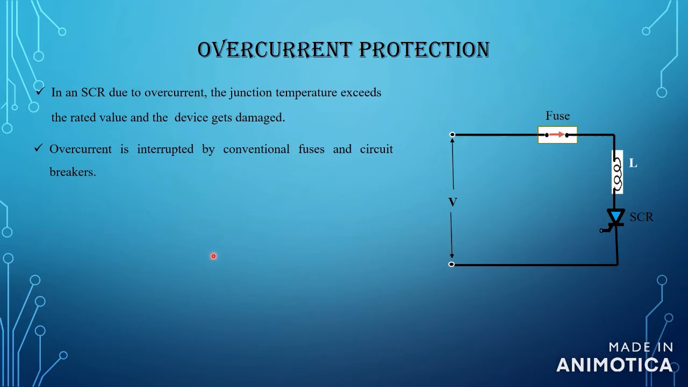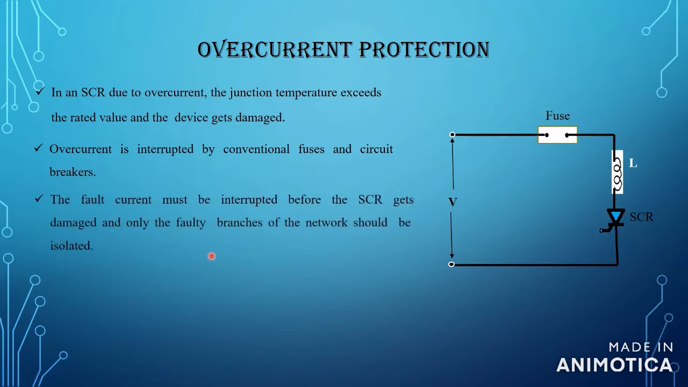Under normal operating condition, this fuse will act like a closed switch. Whenever the current exceeds the rated value, this fuse will break open and the SCR will be protected. That is, the device will be protected before it is getting damaged. So the SCR will get isolated under such abnormal conditions.